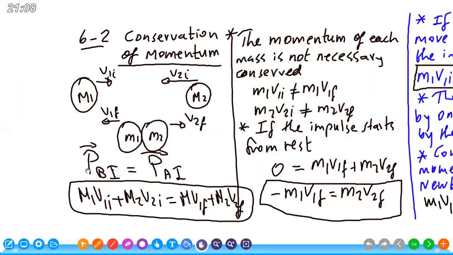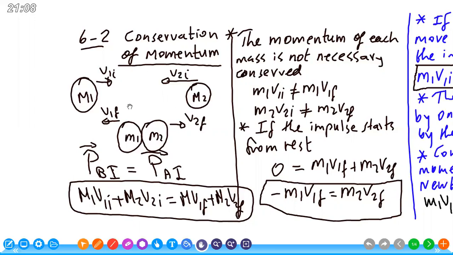So the law of conservation of momentum is saying that the total momentum before the impulse, remember the symbol of momentum that we took, is going to be equal to the total momentum after the impulse. Total momentum, what is the momentum? Remember, the equation of momentum was mass times velocity.